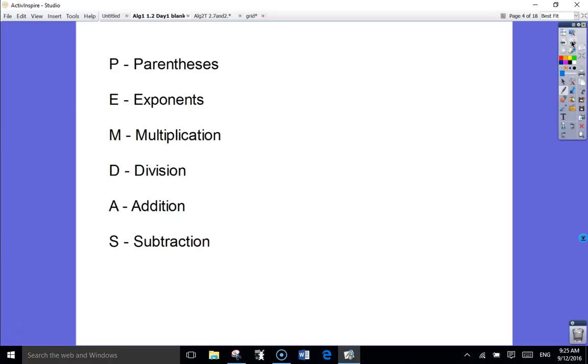Does anybody have a mnemonic device to help them remember that? Meaning, what's the saying that goes along with that? Please excuse my dear Aunt Sally. If you can remember those words in order, then you'll get these letters in order. And then you'll have the order of operations. So remember those. P-E-M-D-A-S.